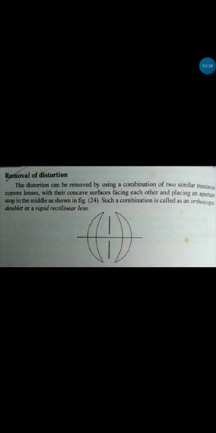So this type of arrangement is used to remove the distortion defect. That means two similar meniscus convex lenses with their concave surfaces facing each other, and placing an aperture or stop in the middle as shown in the figure. So this is the equipment used to minimize the distortion defect. Okay, thank you.